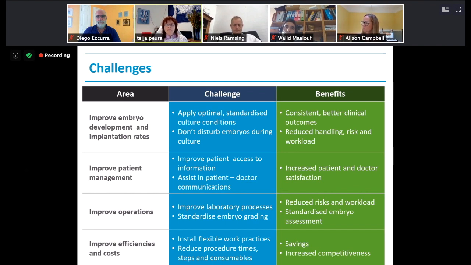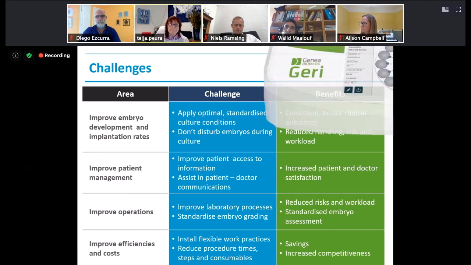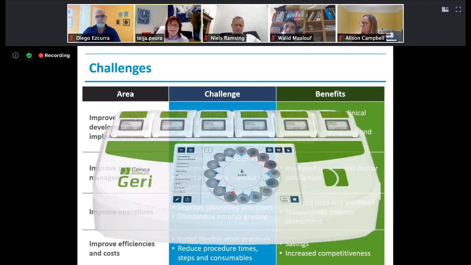And the benefits are manifold, not only in the actual clinical outcome field, but also the matter of reduced risks, reduced workload, standardizing the processes, and all of this leading into savings and increased competitiveness. And again, addressing in this talk mainly from the time-lapse point of view.